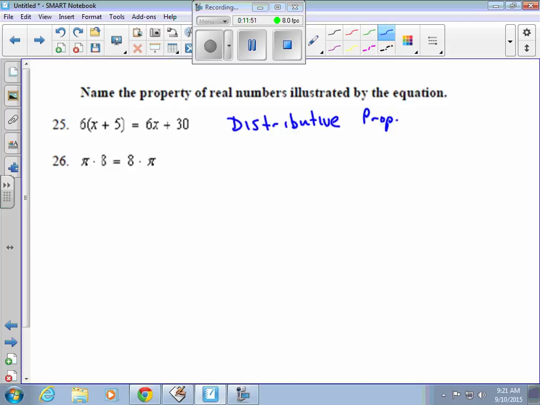The second one, pi times 8, is equal to 8 times pi. On the left side of the equal sign, it says pi times 8. On the right side, it says 8 times pi. Nothing changed except the position. They moved. Think about people that move when they go to work. They go from one city to another city. They commute from one city to the other city. So this is the commutative property.